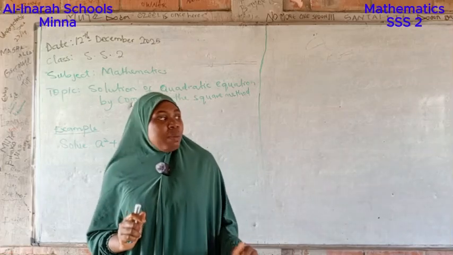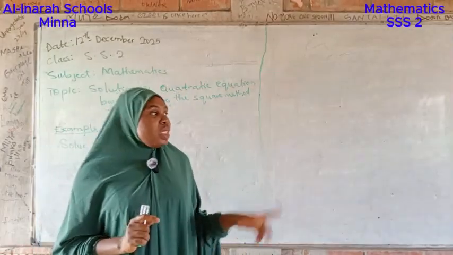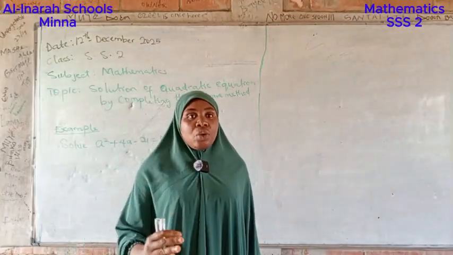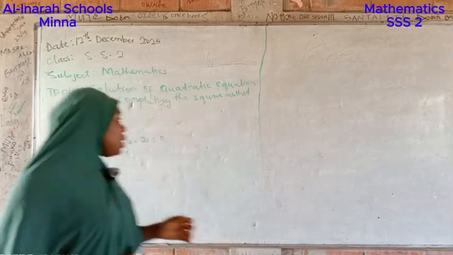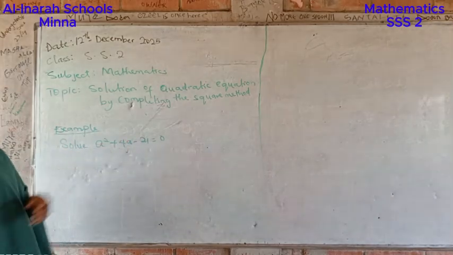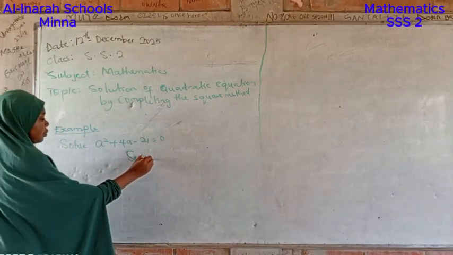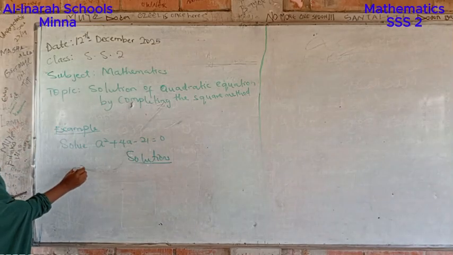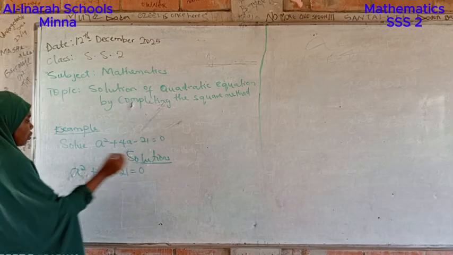Now, in the completing the square method, there are some steps or rules that we need to follow. As I'm solving, I'm going to list out those rules while we solve the question. Now, this is our question: solve a square plus 4a minus 21 is equal to 0. Now, solution. We have a square plus 4a minus 21 is equal to 0.